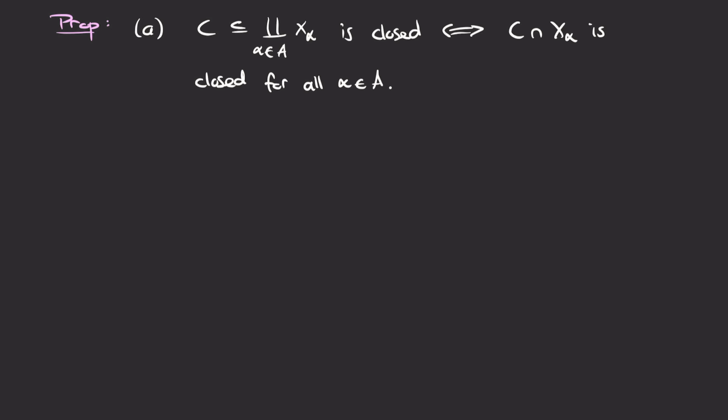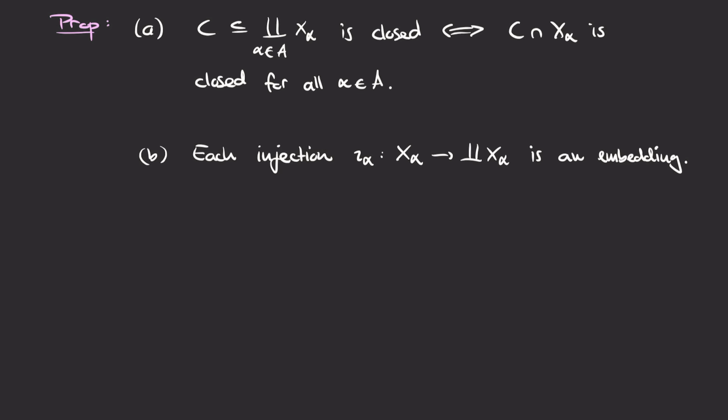Finally, I'll present some more useful properties of the disjoint union topology without proof. The first of these concerns the closed sets in the disjoint union topology. It says that a set C is closed in the disjoint union topology if and only if the intersection of C with each of the component spaces X alpha is closed. Thus, not only can you figure out if a set is open by intersecting it with all of the component spaces, you can do exactly the same thing for closed sets. In order to prove this, you just have to use the definition for the disjoint union topology and use complementation.